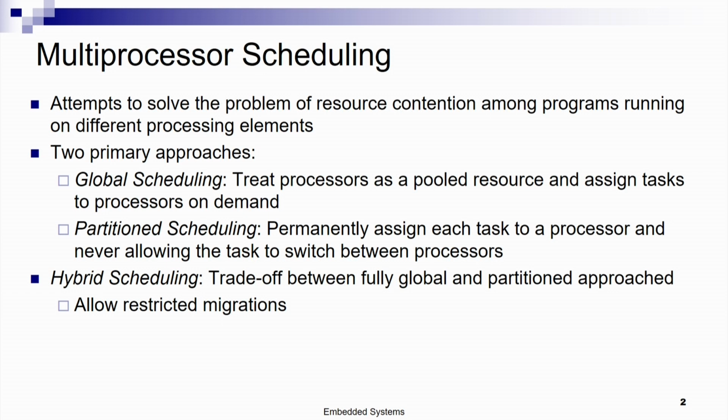Now, if you have multiple processors and there are tasks that must be executed on a set of more than one processor, then you have to use multiprocessor scheduling strategies. Therefore, it attempts to solve the problem of resource contention among programs or tasks running on a set of more than one processing element. And there are two primary approaches towards multiprocessor scheduling. The first is global scheduling, which treats the processors as a pooled resource.